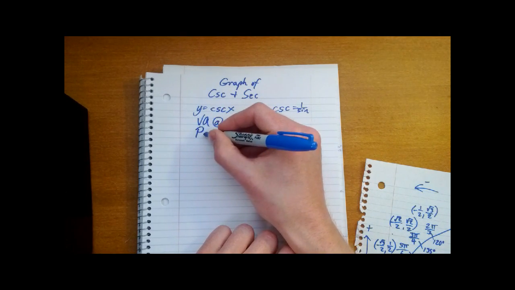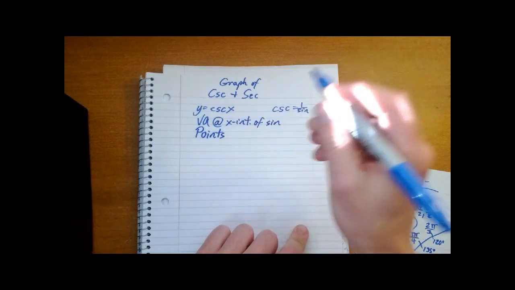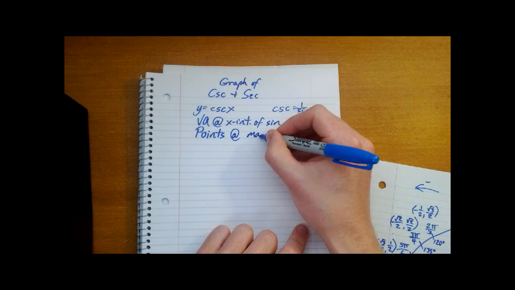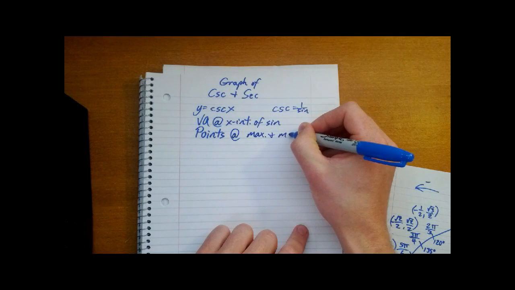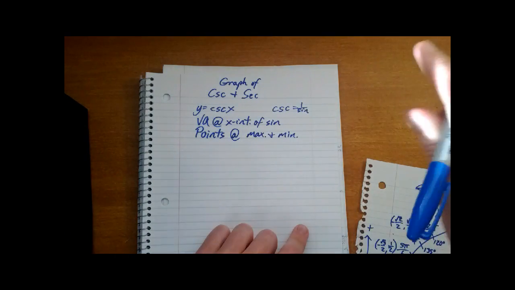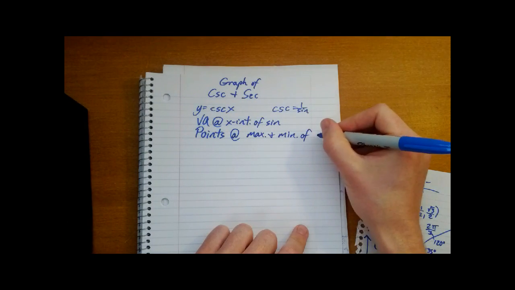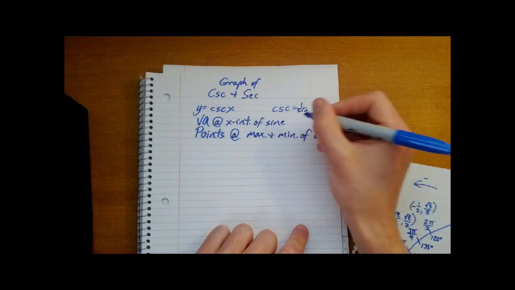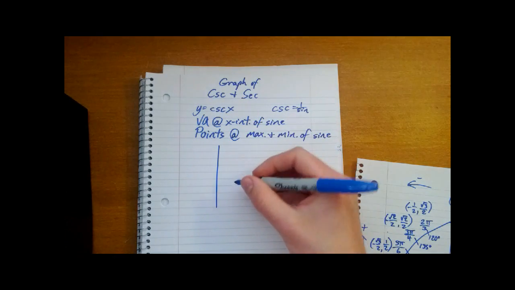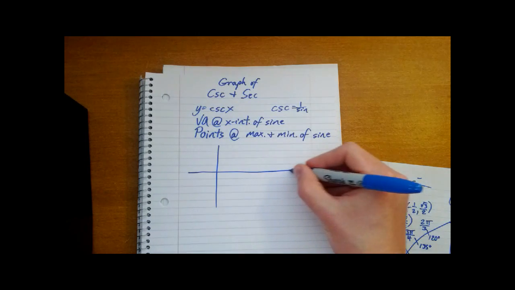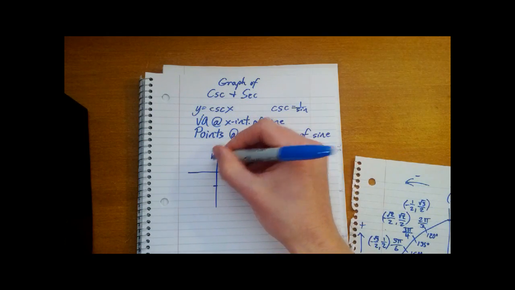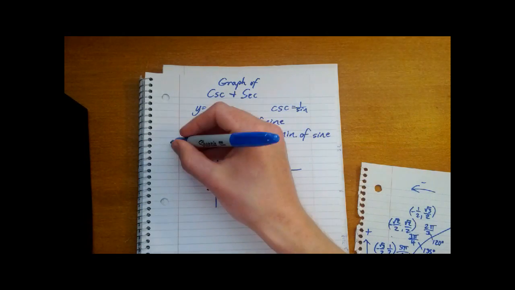All right. There will also be points in the graph of cosecant at the max and min. So the maximums and the minimums of sine, or the crests, since it's a wave, if you remember that. Okay, so first I will graph sine, and then on top of that, superimposed, if you will, I will graph cosecant.